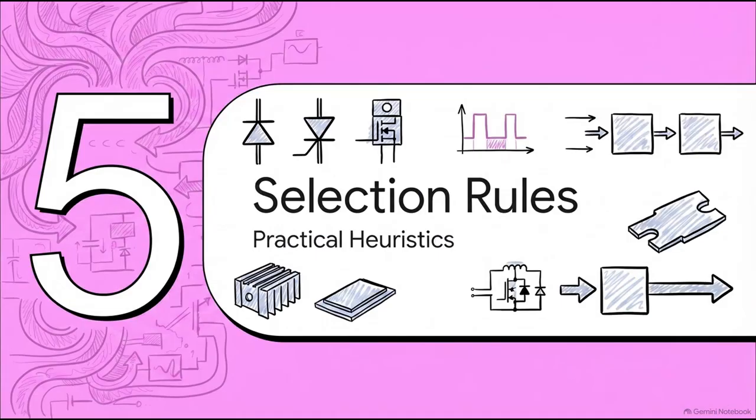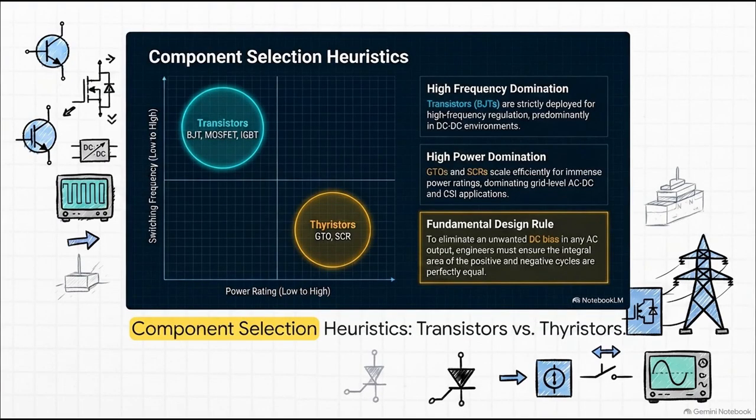And finally, Section 5, Component Selection Rules. Let's look at some practical heuristics. If you map switching frequency on the y-axis against power rating on the x-axis, you instantly see the grand engineering trade-off in power electronics. Transistors, your BJTs, MOSFETs, and IGBTs, strictly dominate that top left quadrant.